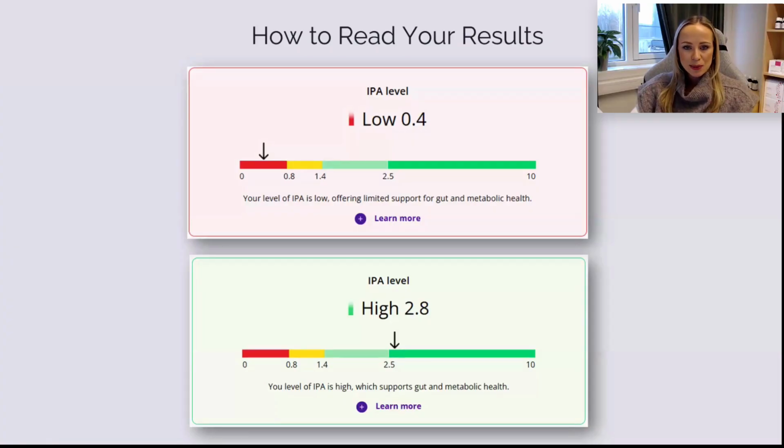If you get moderate IPA, it means that there is some microbial activity, but you still have room to strengthen it, which you typically can do by increasing your fermentable fiber sources and polyphenol-rich foods in your diet. If you get a low IPA level, this can indicate you have lower microbial support, and this could often likely be from low fiber intake and low diversity.